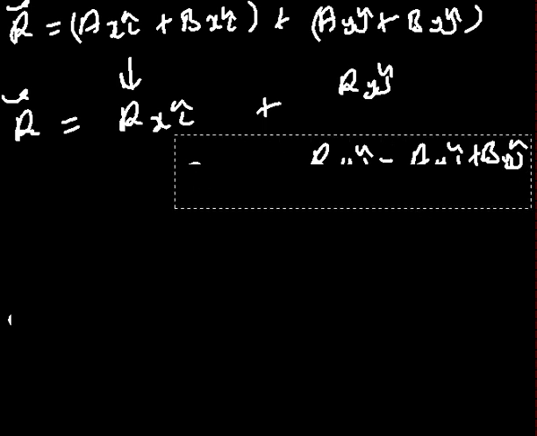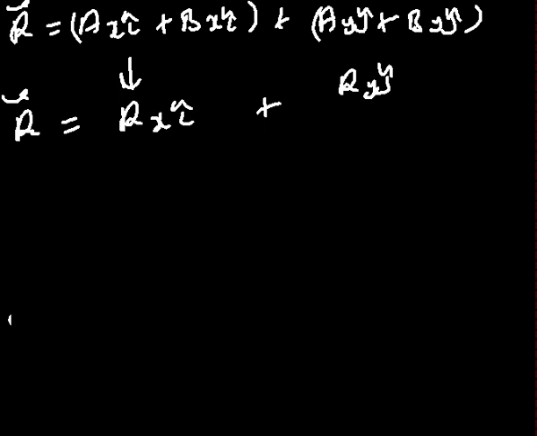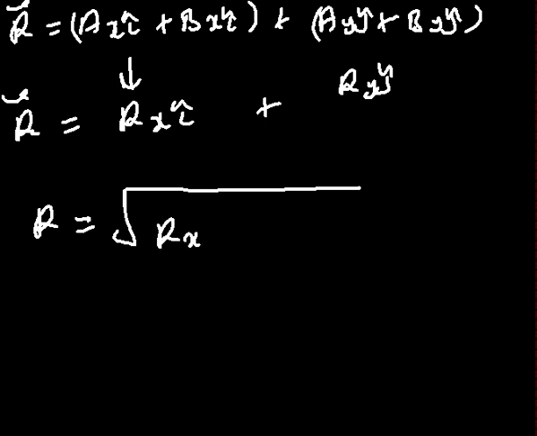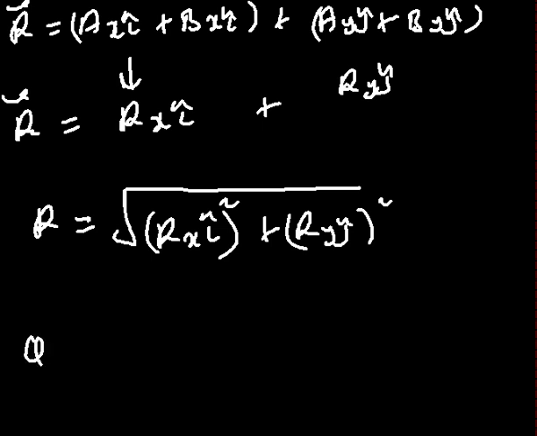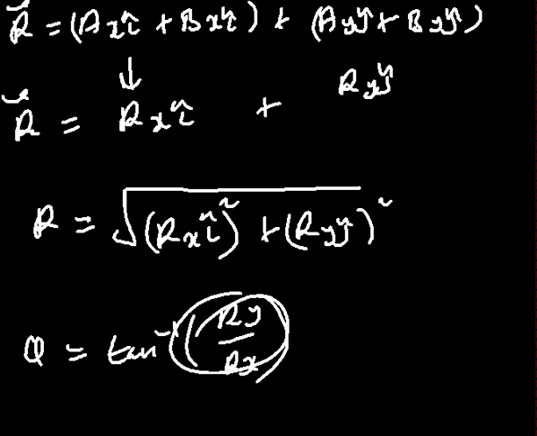At the end of the day, let's think of having the magnitude of the resultant vector R. The magnitude of the resultant vector R is given using the Pythagoras theorem, which is the square root of rx squared plus ry squared. And what is the direction? The direction is given as the angle theta, which is the tan inverse of ry divided by rx. That's how you should understand all these cases.